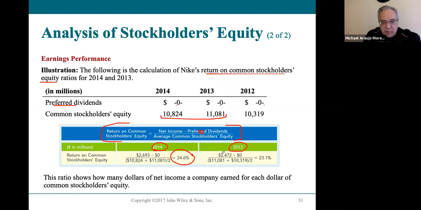2013 numbers, they had a $2.47 billion profit. Their average equity, the average of those two numbers, about 10.7 billion. That's a 23% return on equity. So again, both years, very, very good. The fact it's getting a little higher is even better.